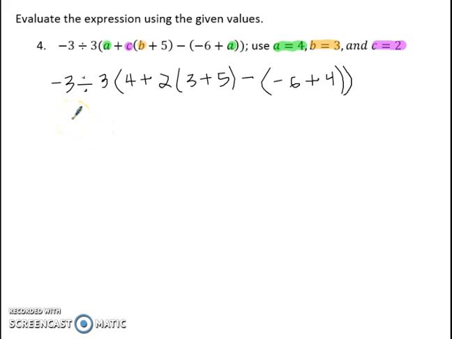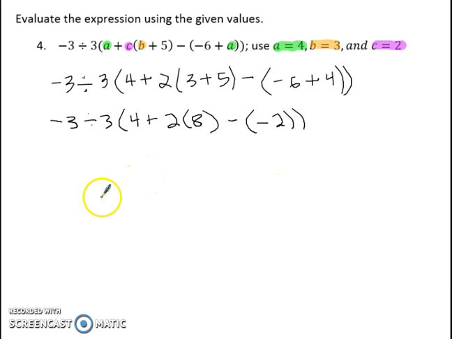Okay, so I've plugged everything in, and now it's a matter of just using the order of operations. I'm going to start with my parentheses. On the inside of my parentheses, I need to start with 3 plus 5. That's like a parenthesis on the inside of parentheses. And then I have the minus 6 plus 4, another parenthesis within the larger set.